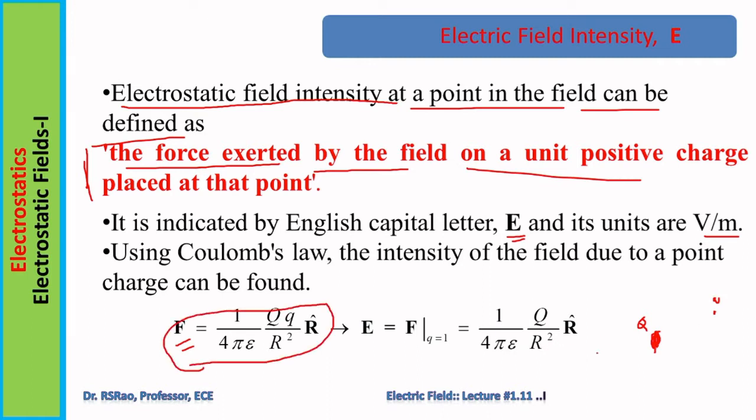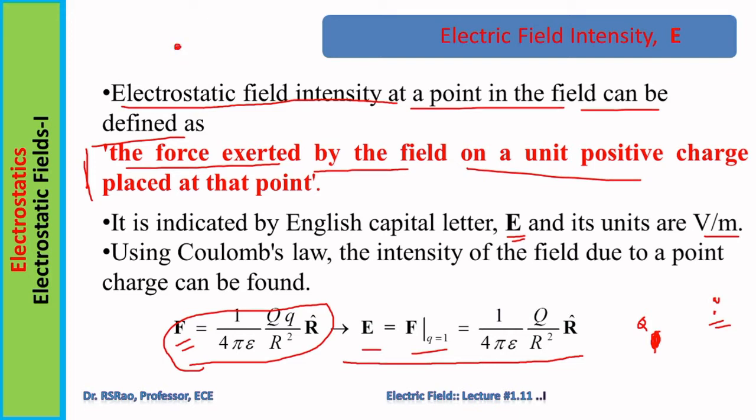The force experienced by charge q when it is 1 coulomb becomes 1 by 4 pi epsilon, capital Q by r square, r cap. And this force by definition is field intensity. Therefore, E equal to force with q equal to 1 coulomb, which is equal to 1 by 4 pi epsilon, Q by r square, r cap. Here, notice in this expression, we are moving from force concept to field concept. Force is something that happens in between two charges, whereas field is something that is associated with the charge distribution.